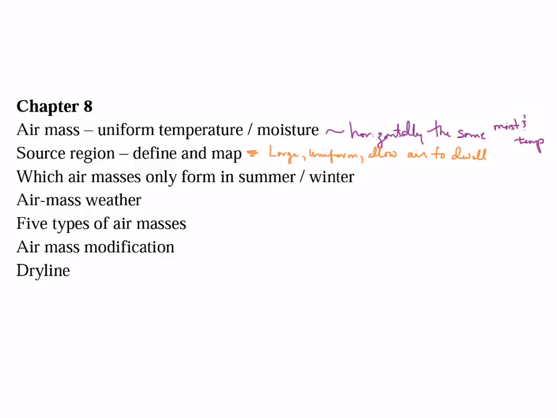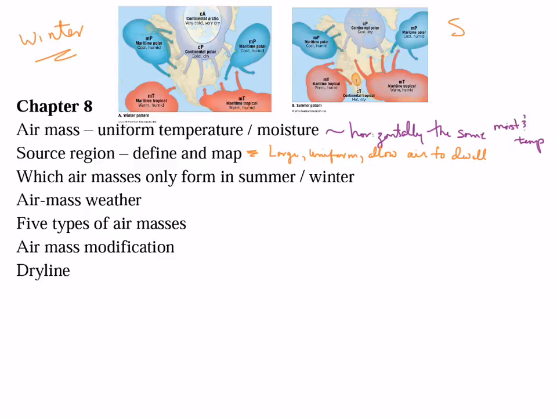And then I went ahead and brought in the two maps of source regions. So the one there on the left is the winter source regions, and the one there on the right is the summer source regions. And then I went ahead and noted, in winter, remember, that's the only season that we have continental Arctic air masses. And then the summer is the only time that we have continental tropical air masses. So actually that answers the next one.